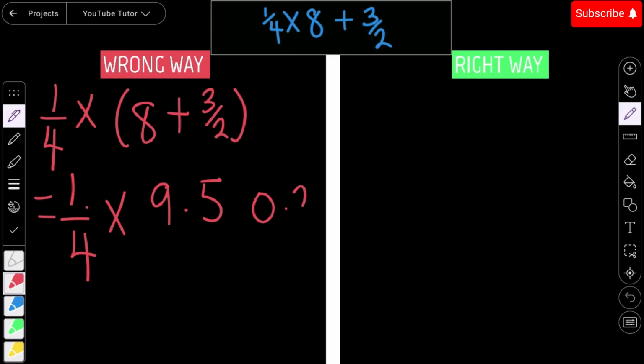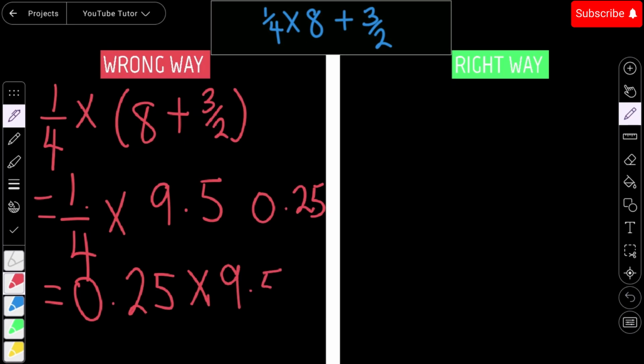Now 1 over 4 can be expressed in decimal as 0.25. So we now change it to decimal to also conform with the 9.5 we had. Now 0.25 times 9.5 ends up giving us 2.375 when you check your calculators. But this is totally wrong. You don't have to group it this way. You rather do it as I'm about to show you.